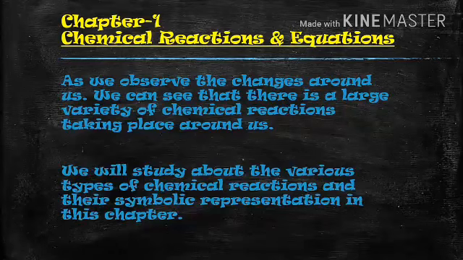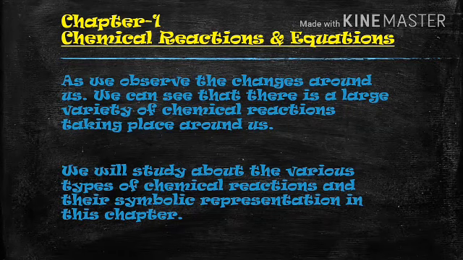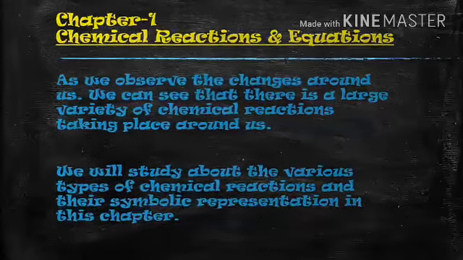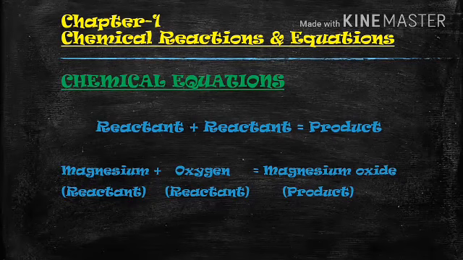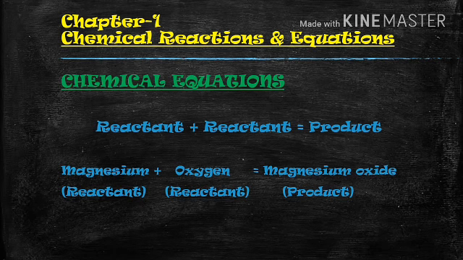As we observe the changes around us, we can see that a large variety of chemical reactions take place around us. We will study the various types of chemical reactions and their symbolic representation in this chapter. So, continue. Chemical equation representations. How can we represent a chemical reaction or equation?